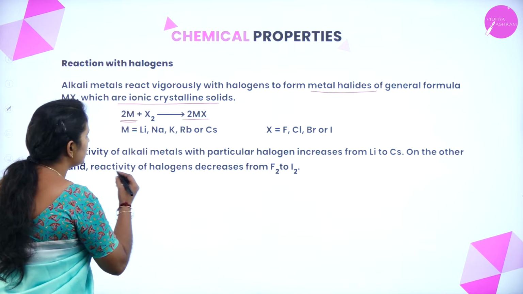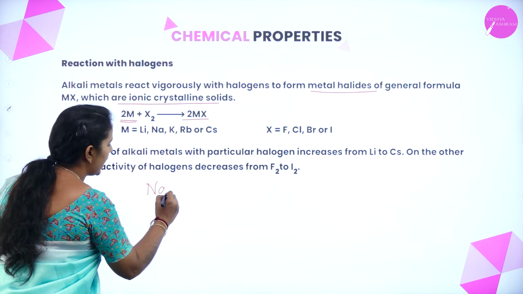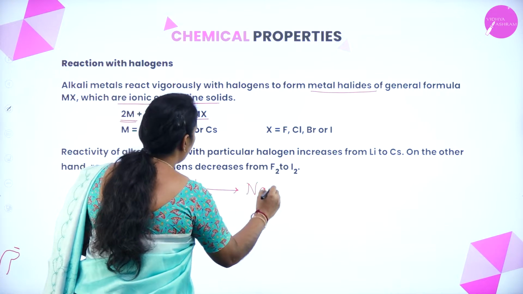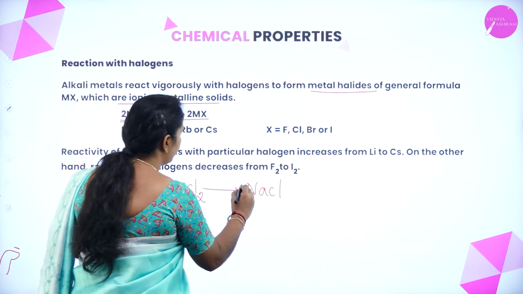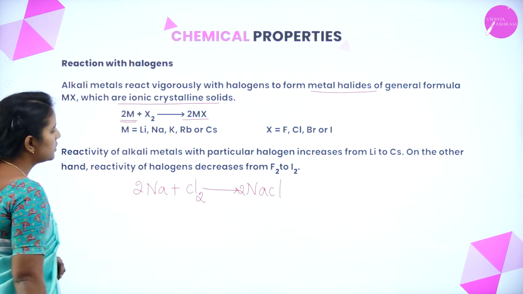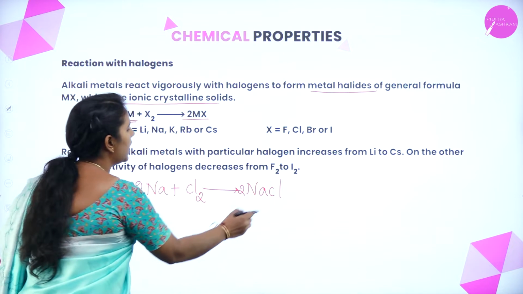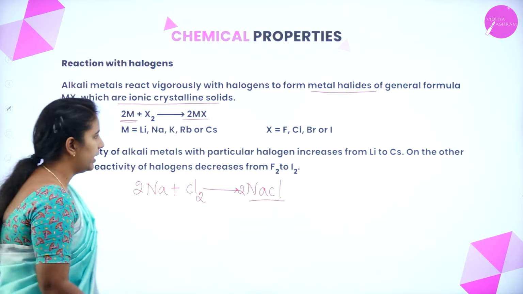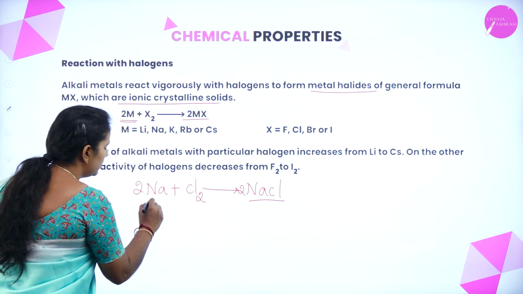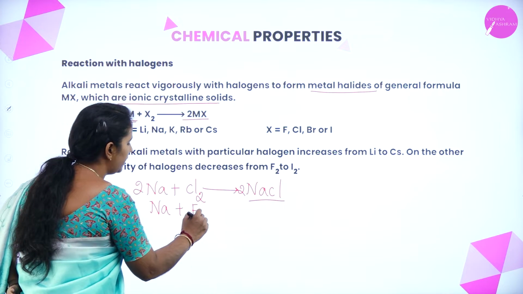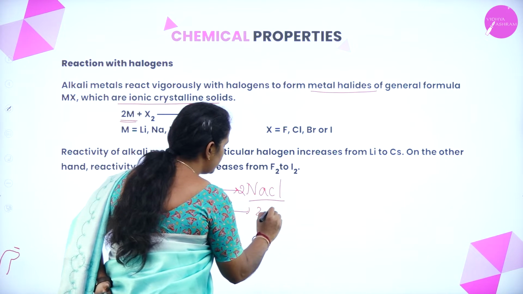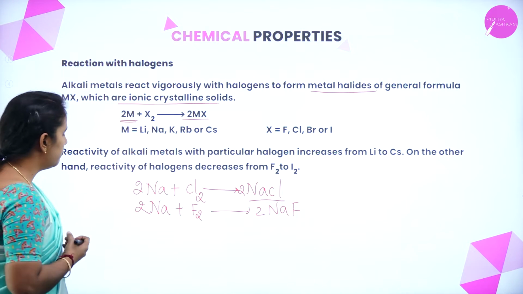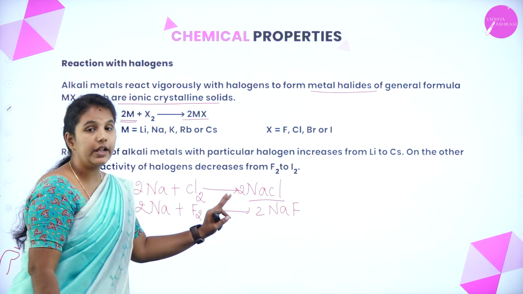So, I can write this reaction by considering sodium. When it reacts with the halogen chlorine, it forms what? Sodium chloride will be formed, and this is a metal halide. The sodium is a metal and Cl is a halide. Similarly, sodium reacts with fluorine, and it gives 2NaF. So this indicates that when the metal reacts with the halogen, it forms what?